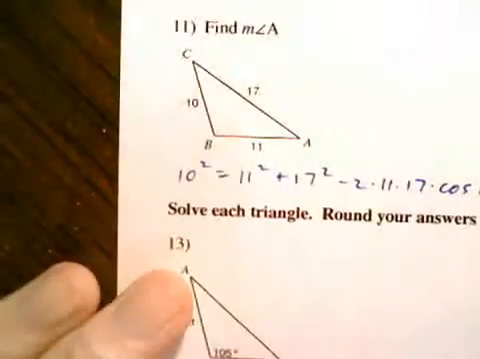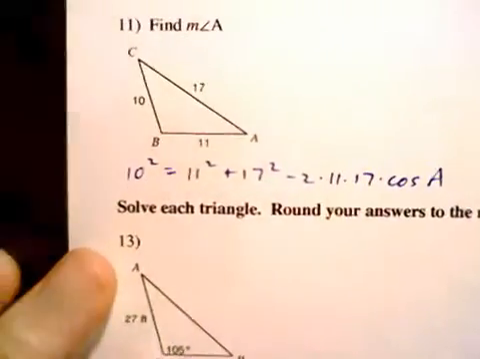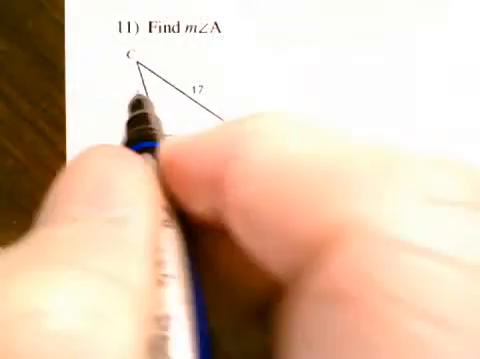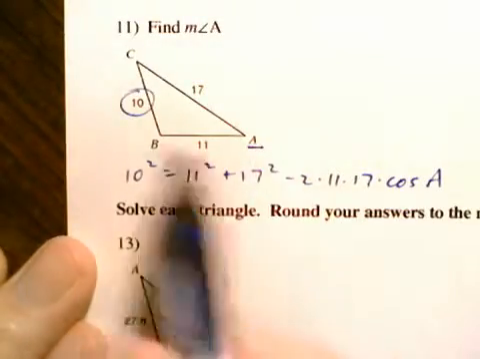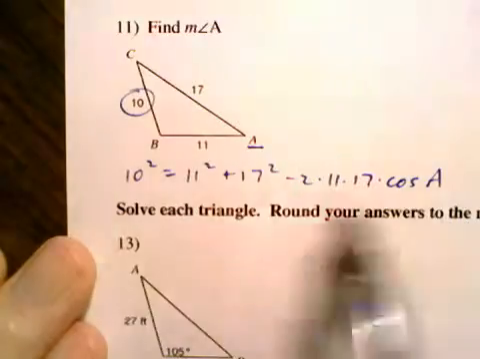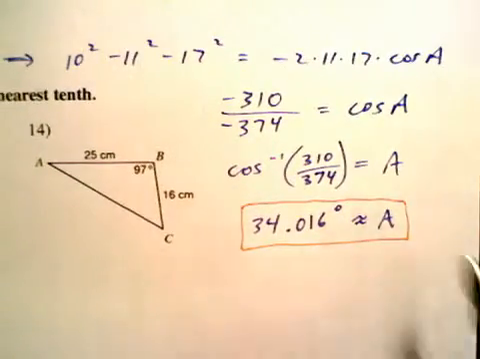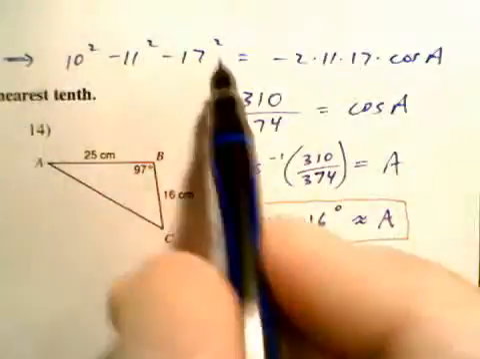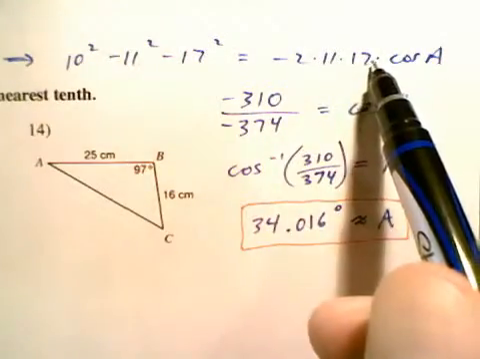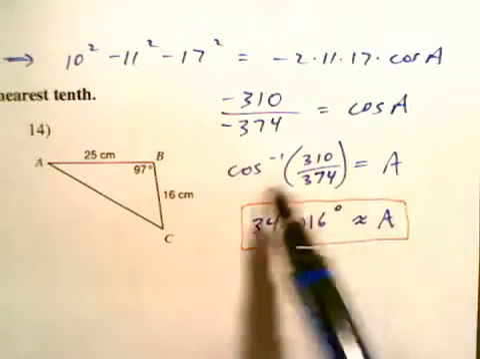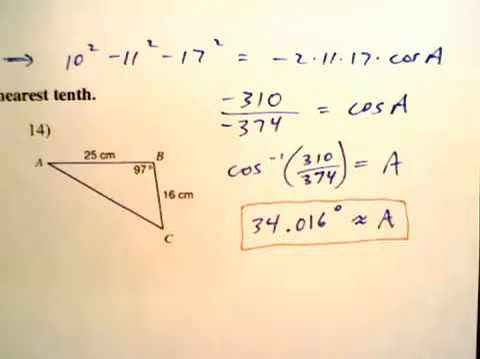Number 11, we're trying to find the measure of angle A again, so we take the length of the side opposite angle A, which is 10. So 10 squared equals this. Subtracting 11 squared, 17 squared, and then this whole thing here is negative 310. This guy here is negative 374, and when we divide those and take the inverse cosine of both sides, you can see that we get 34.016 degrees.